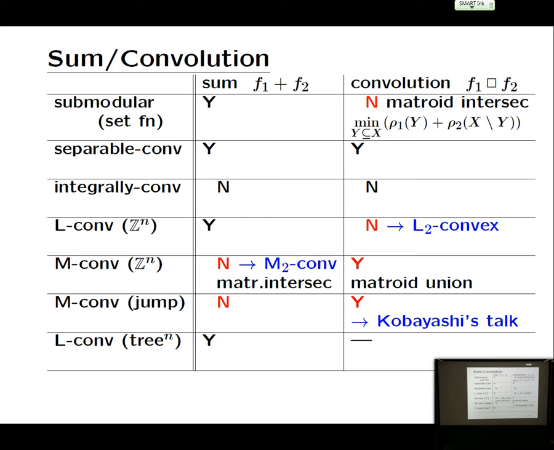This corresponds to matroid union. If you have two matroids, the union is again a matroid. But this is yes here. And for jump systems, this is also true. And in Yusuke Kobayashi's talk, he will make use of this fact to derive some result.